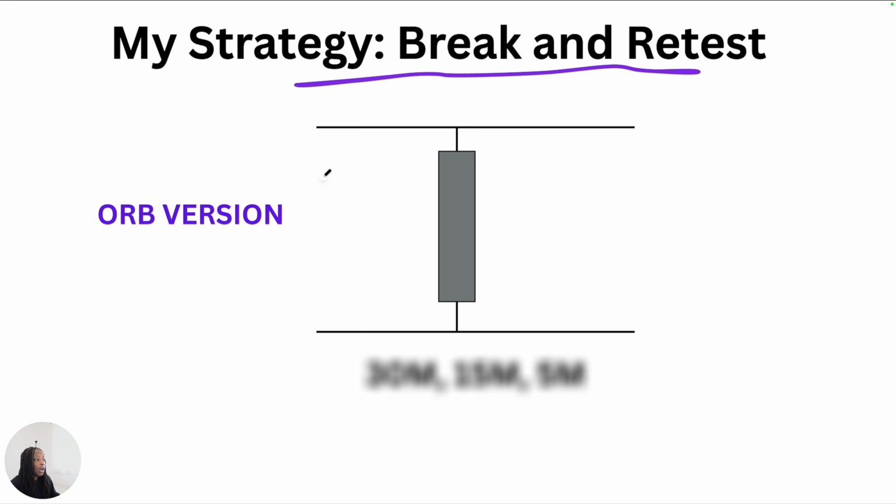And within the break and retest, I have three setups that I trade, and the first one is the opening range breakout version. I have shared this strategy on my channel, so you can check it out and watch it on how to trade it step by step, and ask me questions in the comments if you don't understand something. And within the opening range breakout break and retest, you have the 30-minute opening range, the 15-minute opening range version, and the 5-minute opening range version.